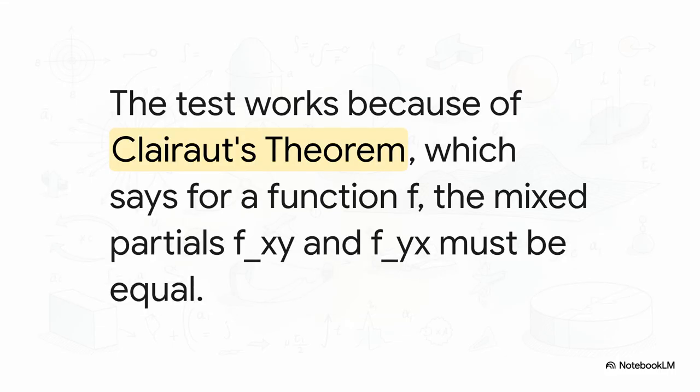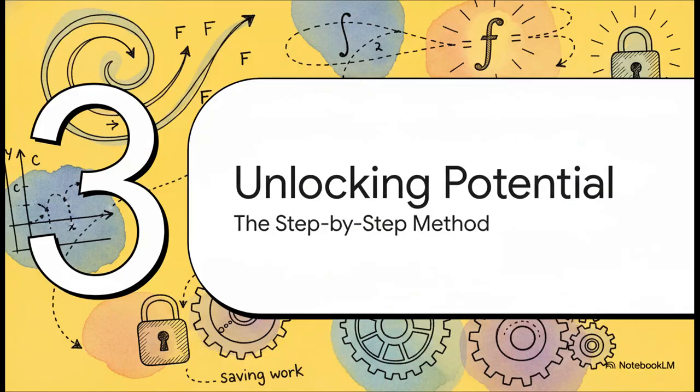Now, this isn't just some random math trick. There's a really solid reason it works, and it's called Clairaut's theorem. You probably remember it. All it says is that for a nice, continuous function, it doesn't matter which order you take your mixed partial derivatives in. Since P and Q are just the partial derivatives of our potential function f, this test is really just checking to make sure Clairaut's theorem holds. Pretty clever, right?